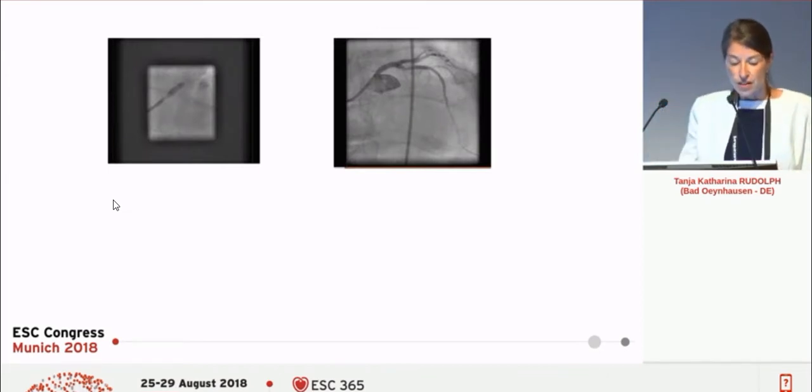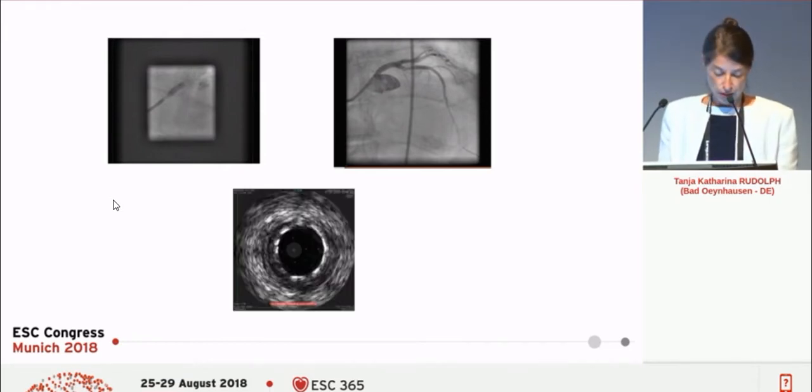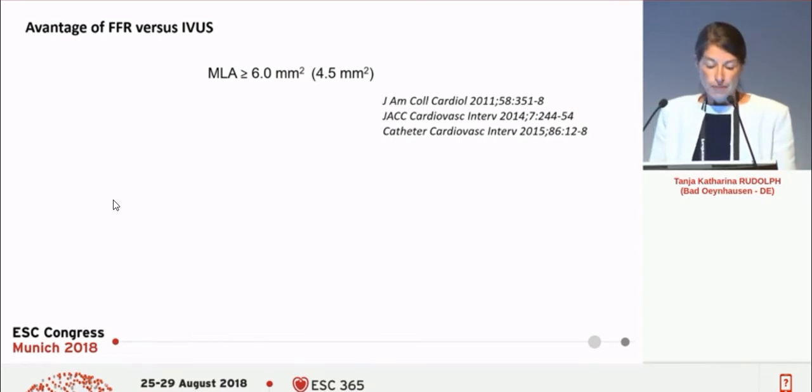So in our patient, we decided, of course, to treat the ostial left main stenosis. We placed a stent, did a POT, and you see here angiographically that the stent looked well apposed, and also with the IVUS. Now I think we could also argue, why have we chosen FFR and not just done IVUS? In particular, since there is data that we have clear cutoffs for IVUS measurement. There are a few studies showing that when you have a minimal lumen area of 6.0 square millimeters, you can be sure that it's not a significant left main stenosis. For the Asian population, which usually is a little bit smaller, the cutoff would be 4.5 square millimeters.